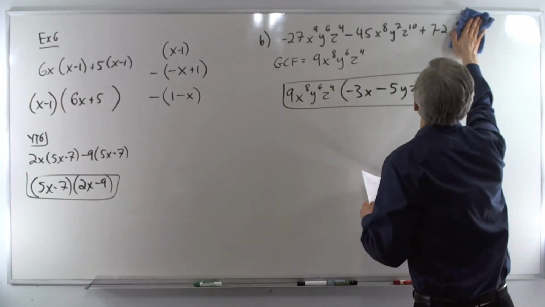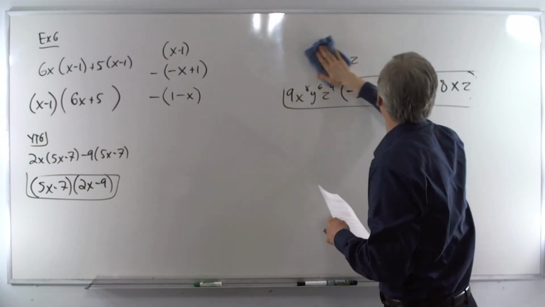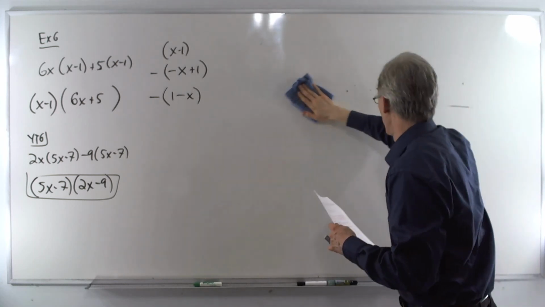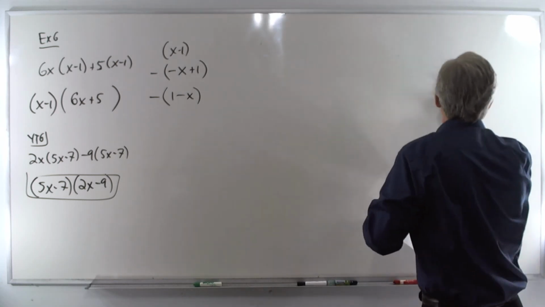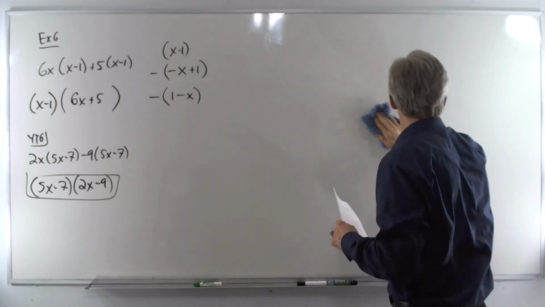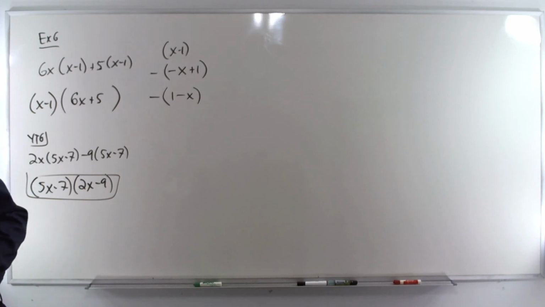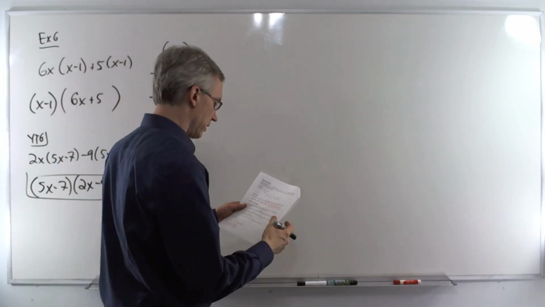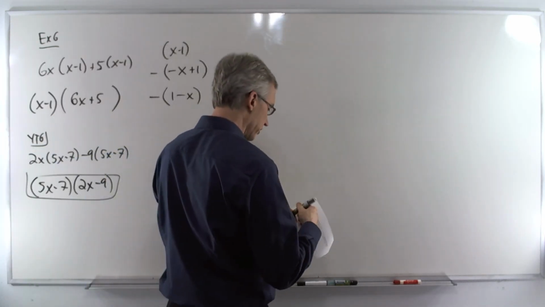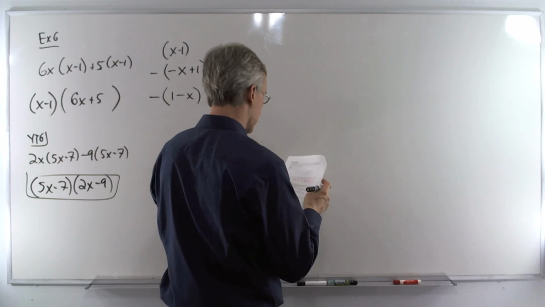All right, now we're going to factor by grouping. And factoring by grouping involves taking a 4-term polynomial and splitting it up into groups of 2 terms and factoring those separately.